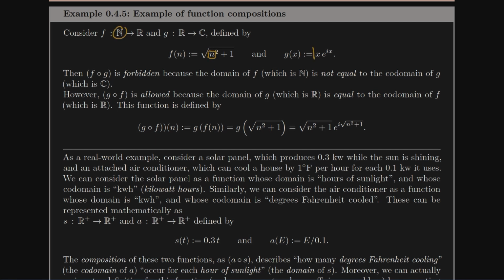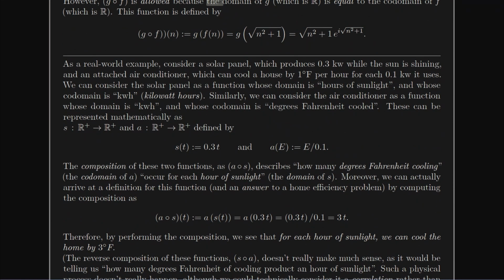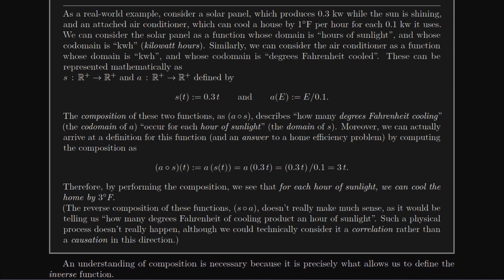So because g doesn't necessarily give me a natural number, I'm not going to consider it if I tried to compose in the other direction. As a real world example, let's think about a solar panel which produces 0.3 kilowatts while the sun's shining, and an attached air conditioner which can cool a house by 1 degree Fahrenheit per hour for each 0.1 kilowatts it uses.